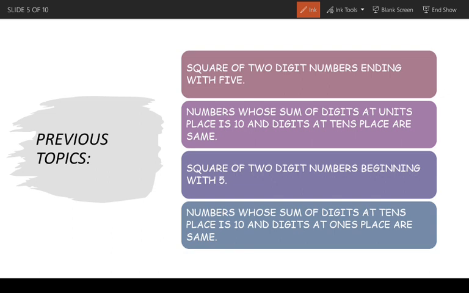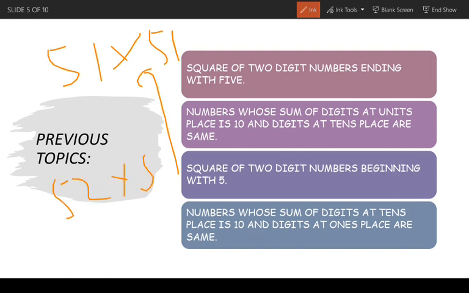Going through the third rule, the square of two-digit numbers beginning with 5. The examples are like this: 51 into 51, 52 into 52. These are a few examples.